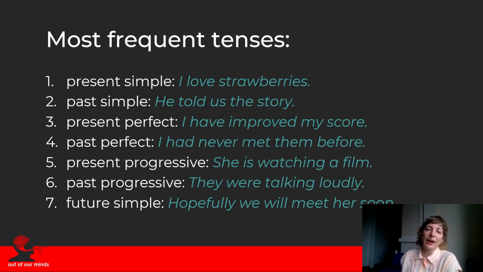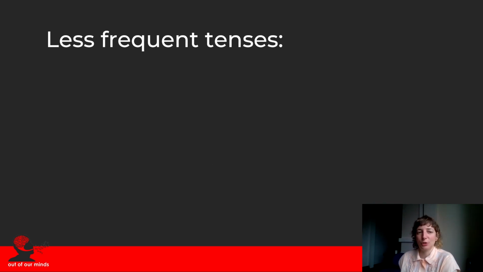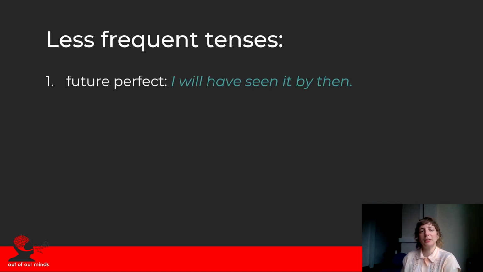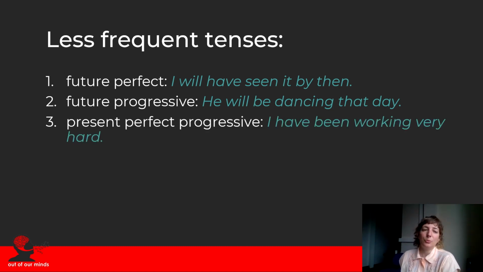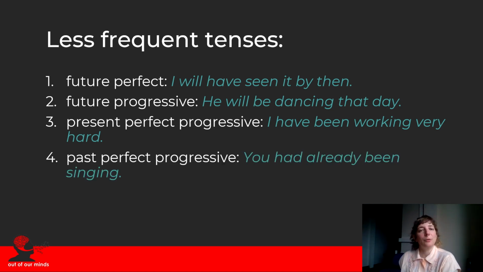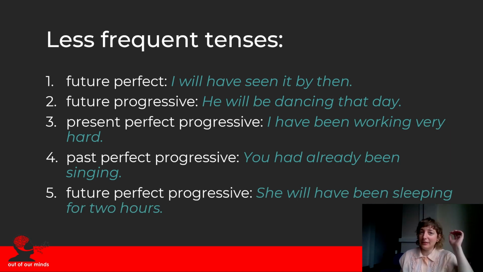Now, there's also 5 other tense aspect combinations that we can use in English that are much less frequent. Starting with the future perfect, I will have seen it by then. The future progressive, he will be dancing that day. The present perfect progressive, I have been working very hard. The past perfect progressive, you had already been singing. And finally, the least frequent of them all, barely ever occurs, the future perfect progressive, she will have been sleeping for 2 hours.